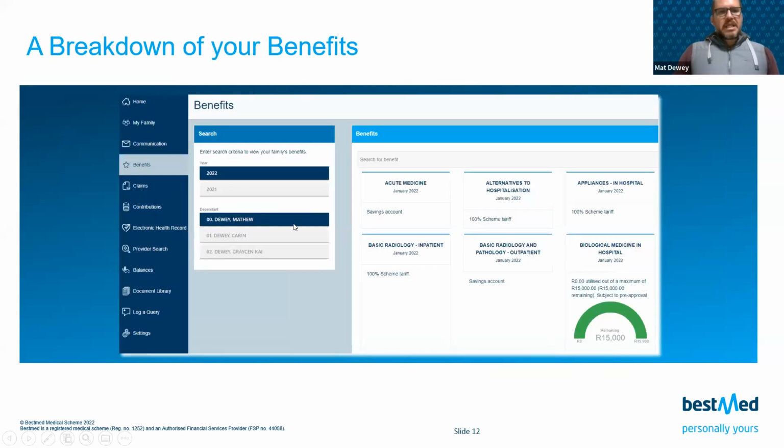Then the next menu item is benefits. Obviously, you can go through various years here. As you can see, some personal information that hasn't been blocked out. But you can see dependents, obviously principal member 00, adult dependent 01, child dependent 02. You would be able to go through all of your benefits on this screen. You would scroll down to the bottom. It would be able to show you what benefits are still available, whether it's covered at 100% scheme tariff or would come through from your savings account.